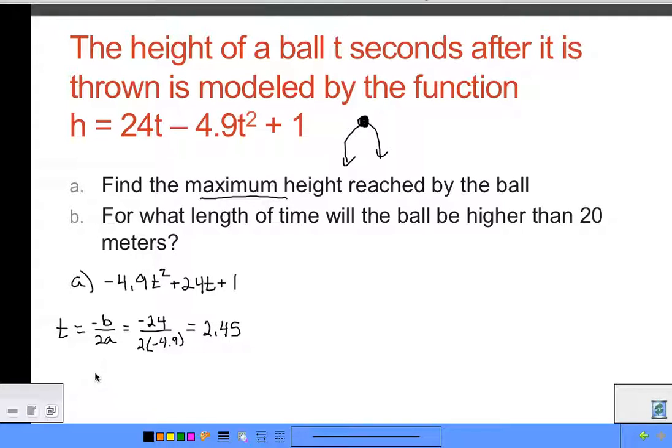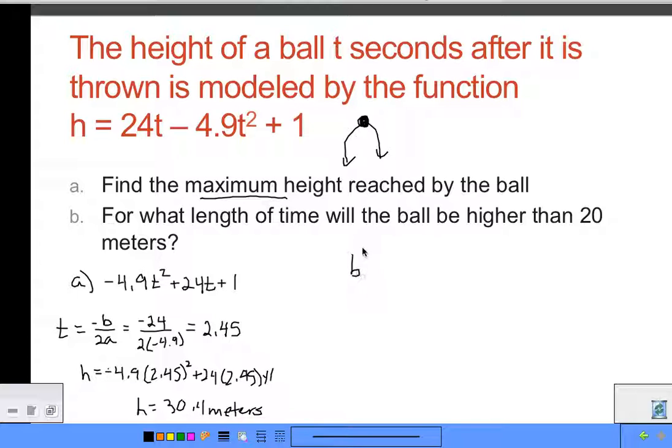And if we plug that into our height equation, so our height is negative 4.9 times 2.45 squared plus 24 times 2.45 plus 1, we end up with a height of 30.4 meters.